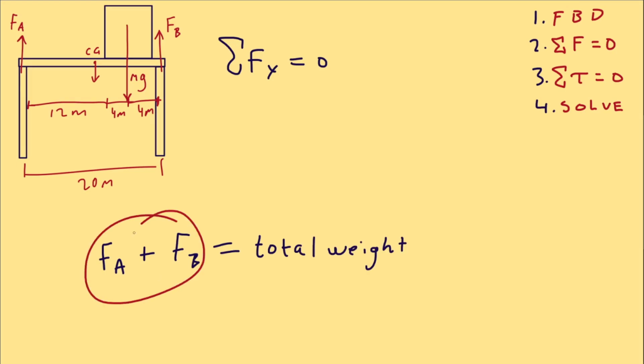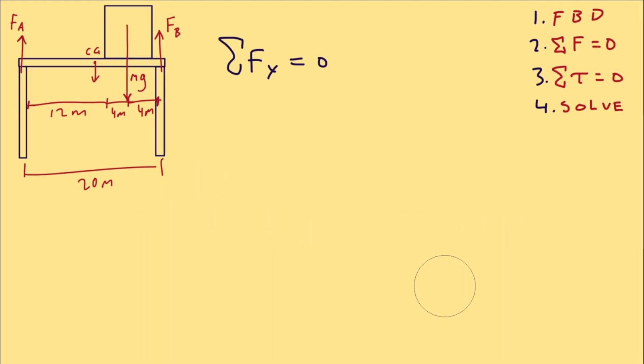But here's the thing, we have 2 unknowns. We cannot solve for either one of them. So let's try torque instead, because torque usually gives us a solution. Let's skip to step 3.